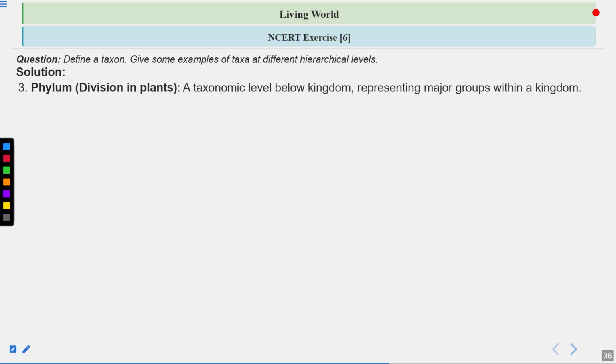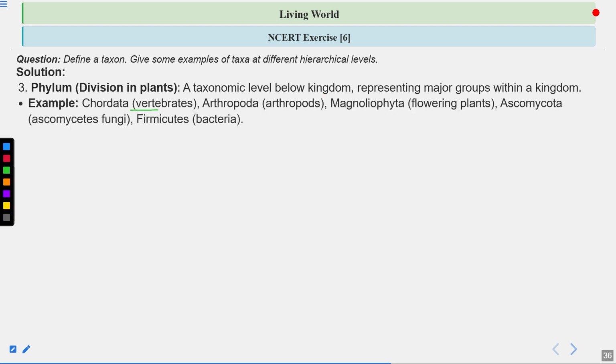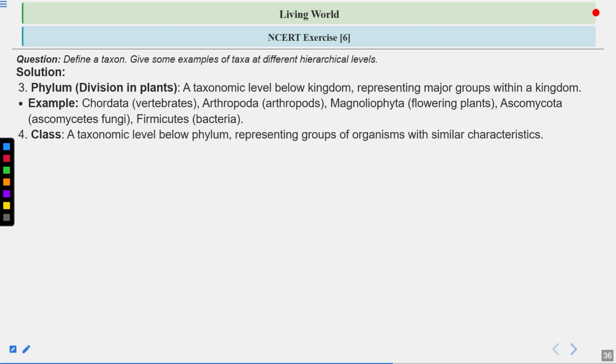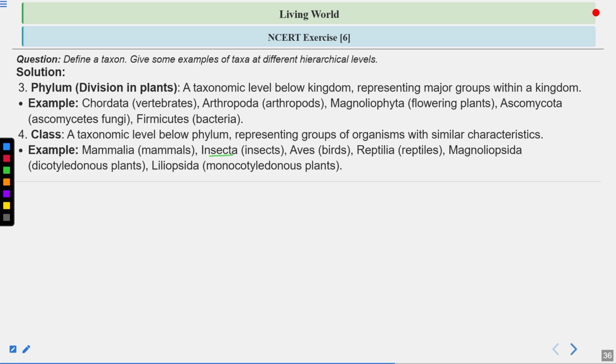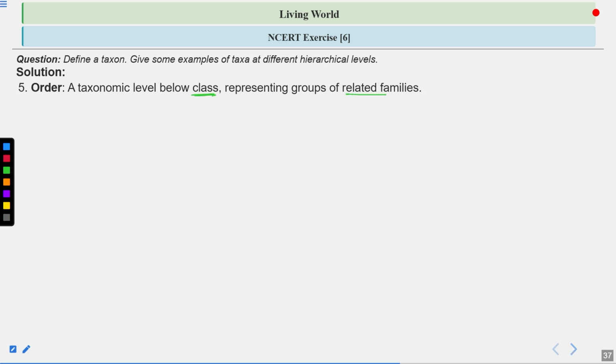Now, phylum, or division in case of plants. Phylum is the taxonomic level below kingdom, representing major groups within the kingdom. Examples of phylum: Chordata, Arthropoda, Magnoliophyta, Ascomycota, and Firmicutes. Then class. Class is a taxonomic level below the phylum, representing groups of organisms with similar characteristics. Examples: class Mammalia, Insecta, Aves, Reptilia, Magnoliopsida, Liliopsida. Liliopsida includes monocots, Magnoliopsida includes dicotyledons.